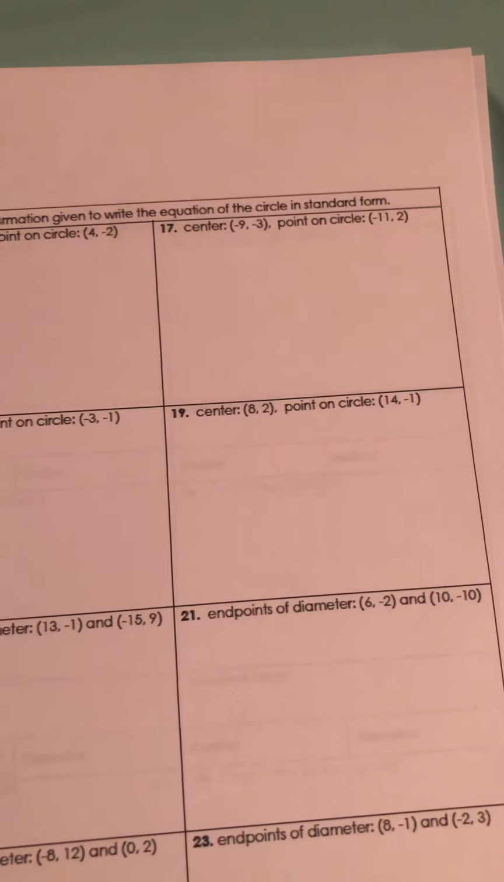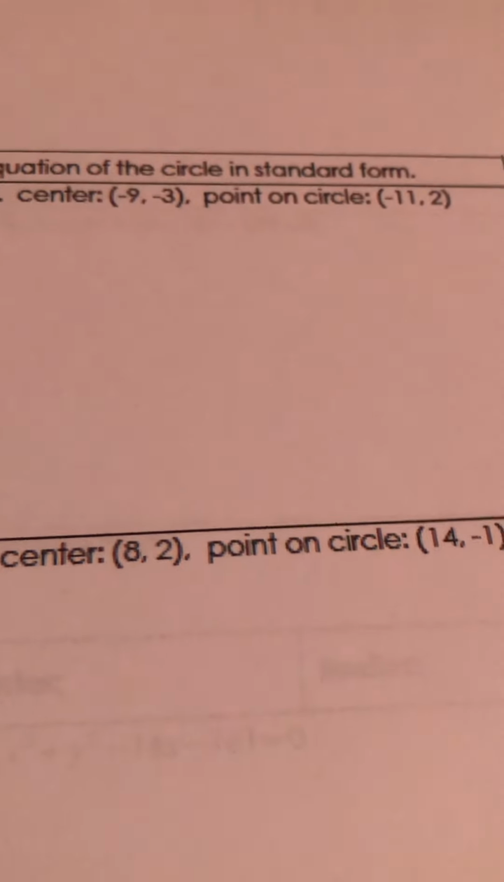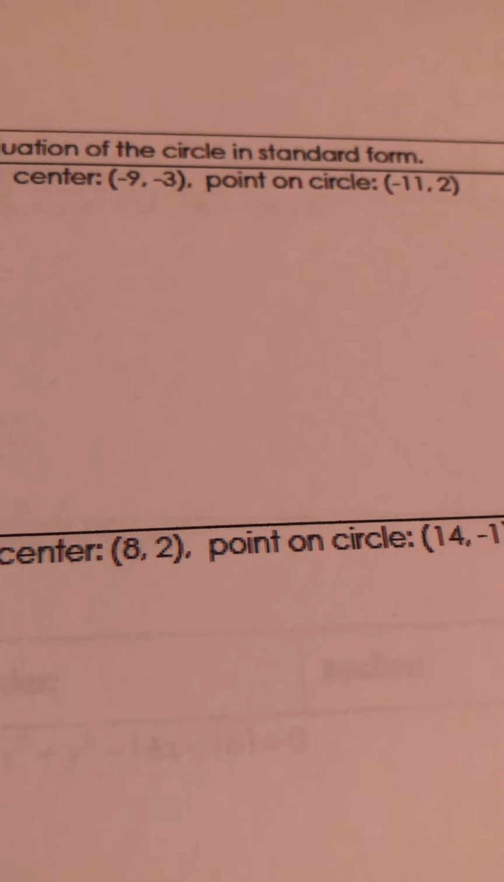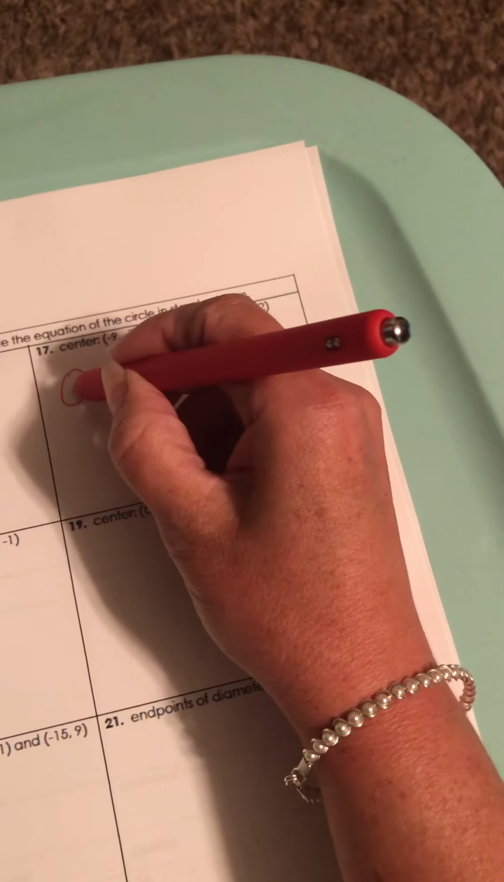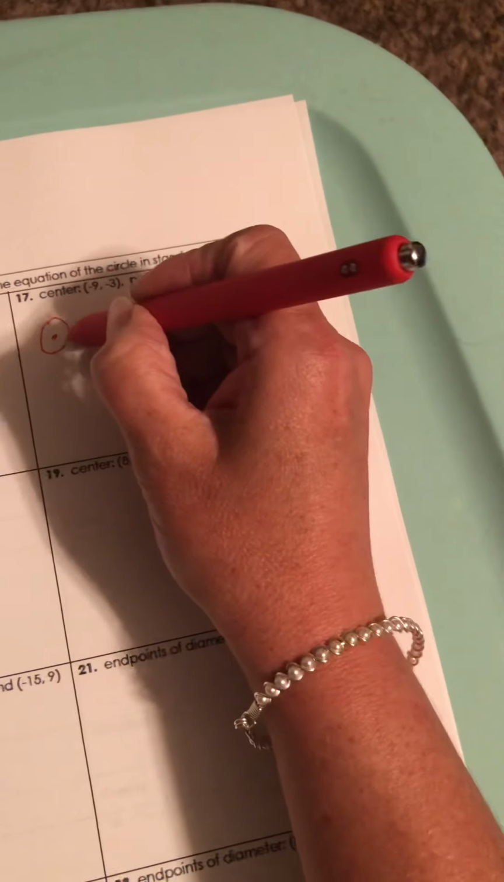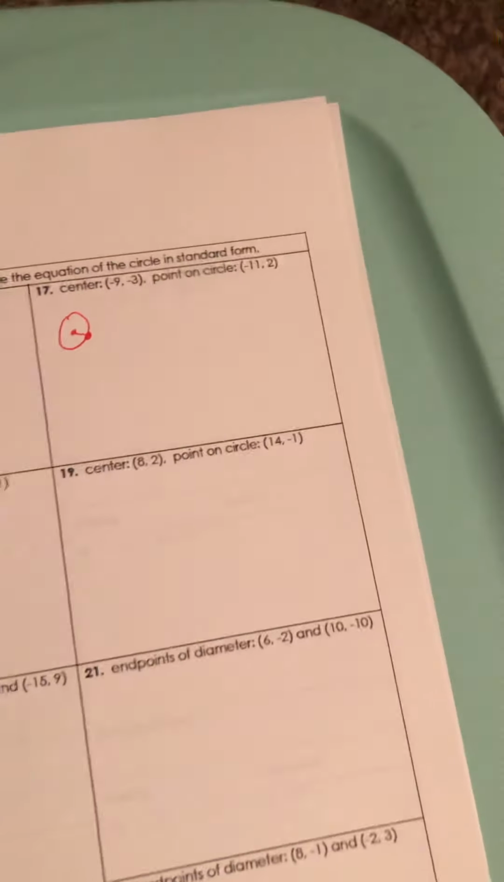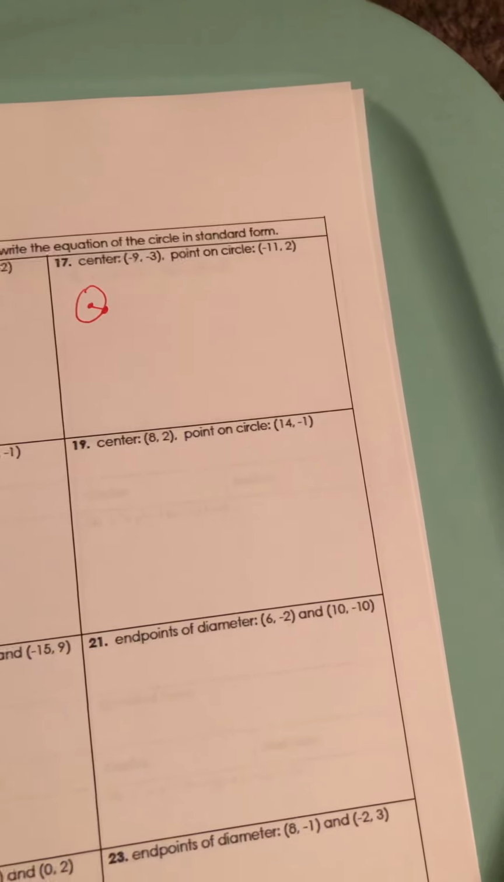Okay, this is a video on the last page of our study guide. Now, if you'll notice on number 17, we have the center at -9 and -3 and a point on the circle at -11 and 2. So if we look at a drawing of that circle, we've got the center at -9 and -3, and then we have a point.